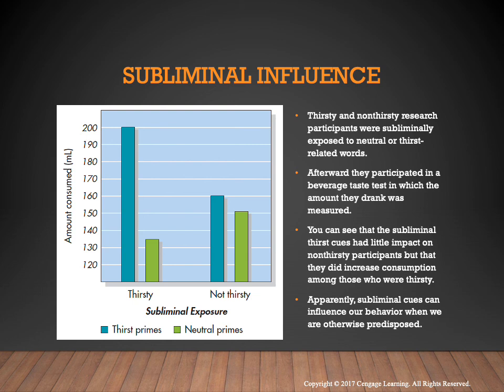The amount of liquid consumed by individuals who received thirst-priming words is represented in aqua, and the amount of liquid consumed by individuals who received neutral words is represented by those green bars. You can see that the subliminal thirst cues had little impact on the non-thirsty participants. There's a slight difference in the bars, but it wasn't statistically significant. However, when you look at the left-hand side of that bar chart, you can see that the thirst prime words significantly increased the consumption of those who were already thirsty. So apparently subliminal cues can influence our behavior when we are otherwise predisposed. That is to say, if we already have the start of that certain behavior, the subliminal influence can push it even further.